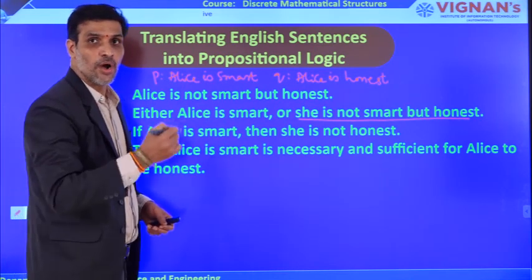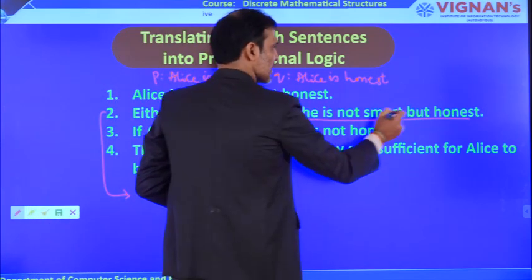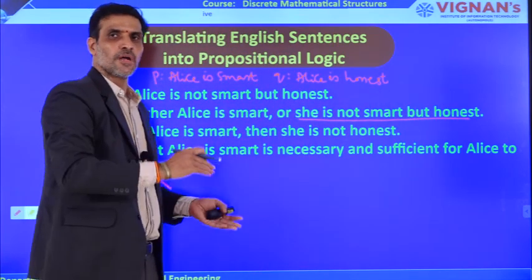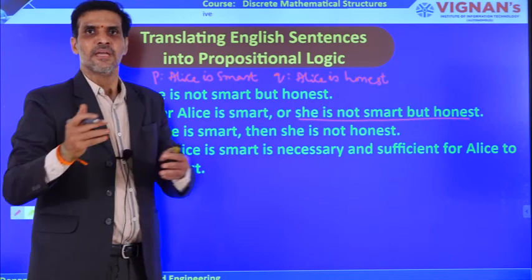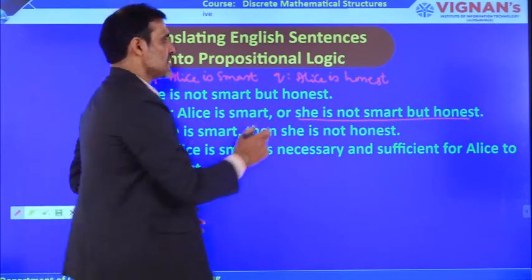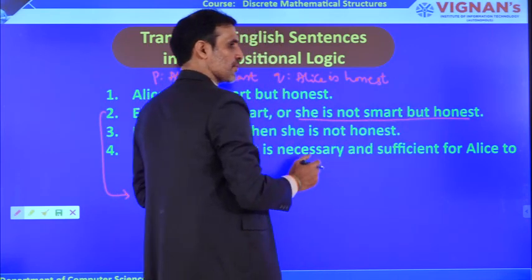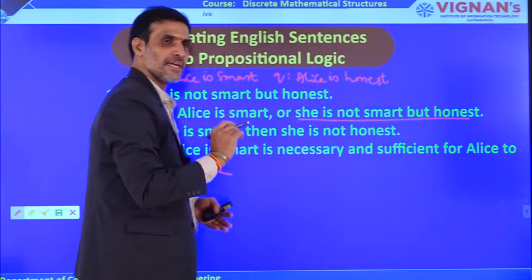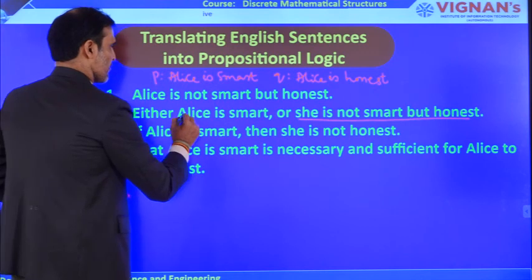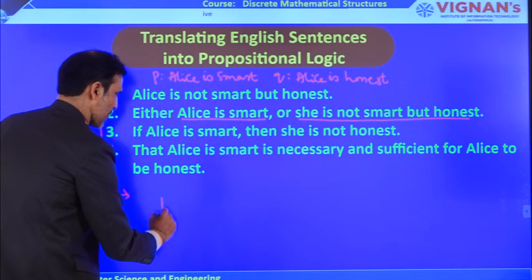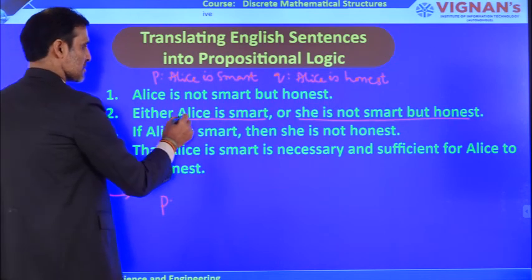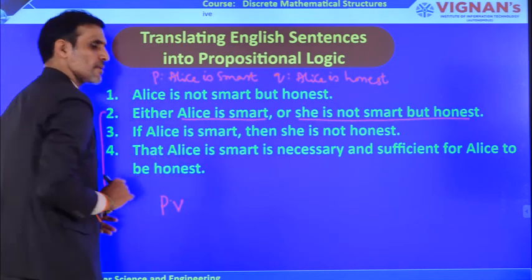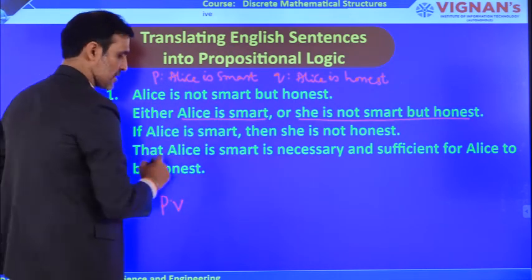Sorry, we cannot take or, because it is a combined sentence. If we wrote she is not smart or she is not honest, then any one of them being true would be enough. But here, not smart but honest means both must be true. So she is not smart and she is honest. Therefore, the first part, Alice is smart, can be taken as P. Either Alice is smart or indicates disjunction, so we will take disjunction.